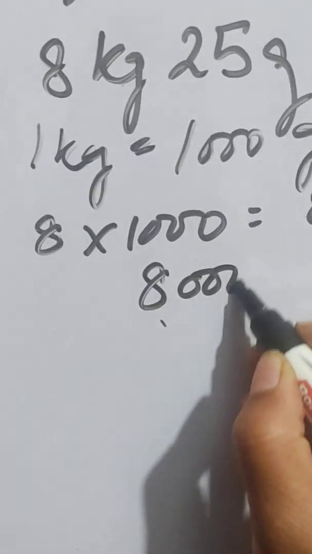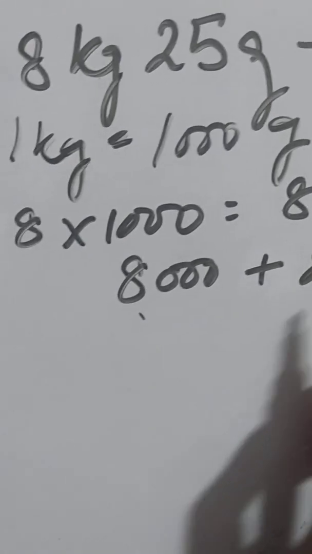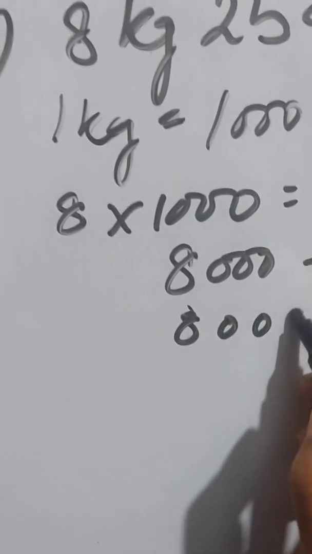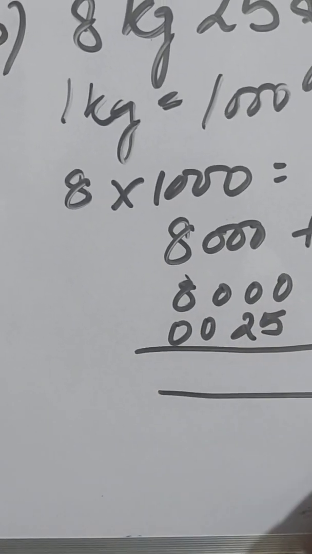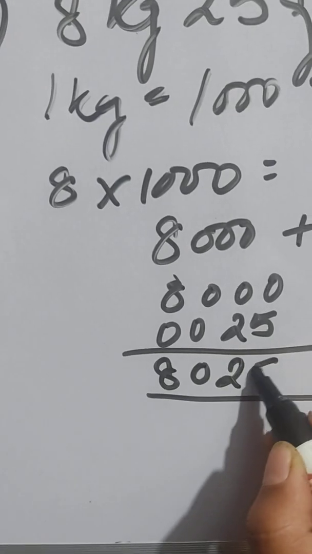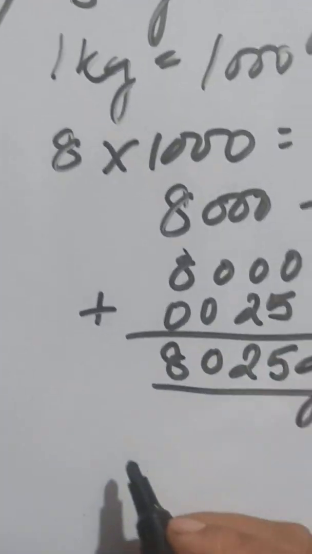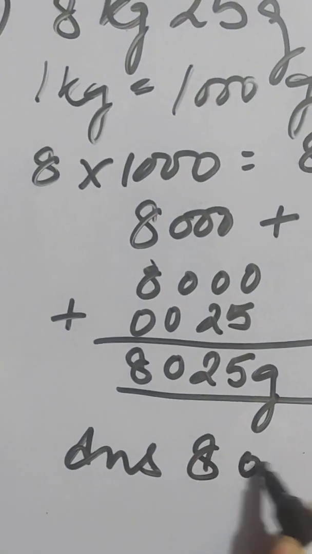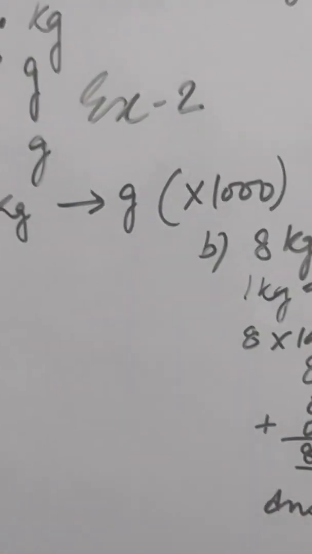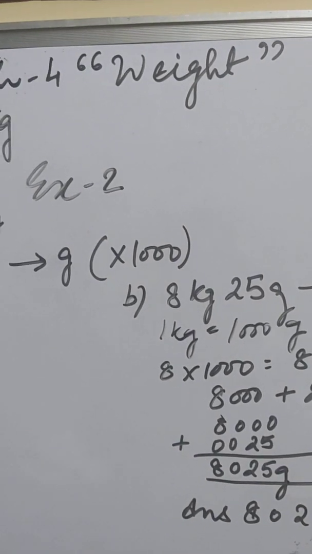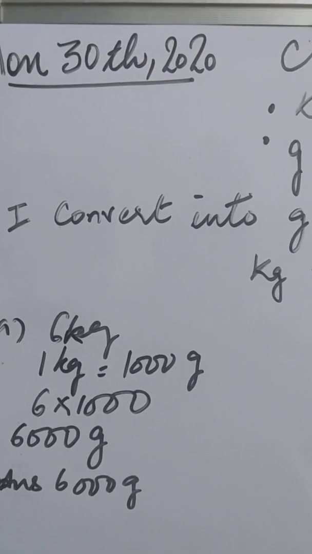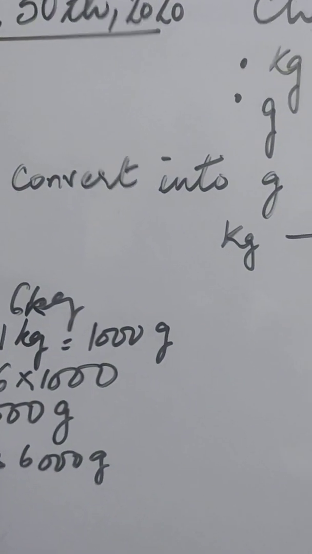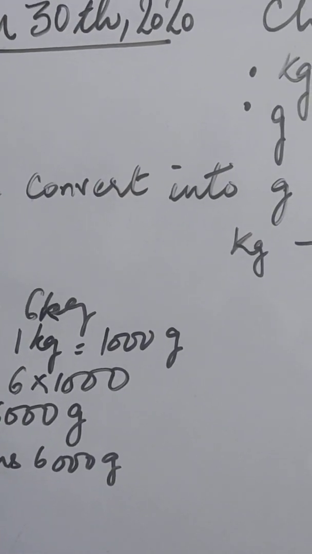So 8 plus 25. When we add them, we get 8025 gram. Okay, and your answer will be 8025 gram. The rest of the question also remains the same. This is very easy. As I told you, one pattern will be followed in all the three chapters, that is length, weight and capacity. Now let's move to the second question, convert into kg and gram.